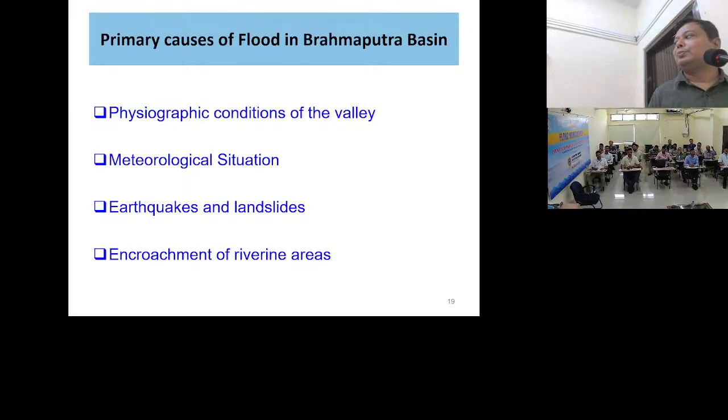And the fourth one is encroachment. Encroachment, the third one, I'm coming back. But this encroachment is man-made. The other three are natural. So for encroachment, you just have to understand how it can be tackled. Floodplain zoning is covered now.